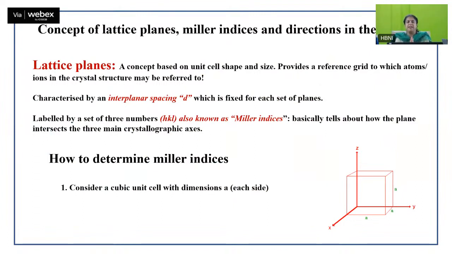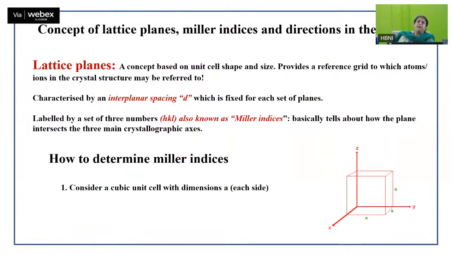So what we say is we take a cube, we divide the cube into various numbers of planes, and then we say, okay, in this particular structure, this plane has got atoms. That plane has got four atoms. This plane has got two atoms. So it is giving me some kind of a reference grid by which I can understand and visualize where actually the atoms are present in the unit cell. So a lattice plane is only a concept based on unit cell shape and size. And lattice planes are characterized by the interplanar spacing d, which is fixed for each set of planes.